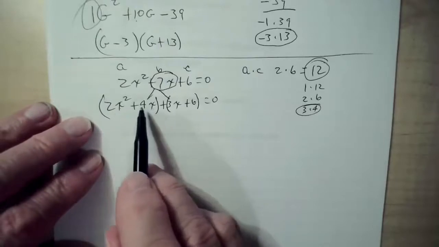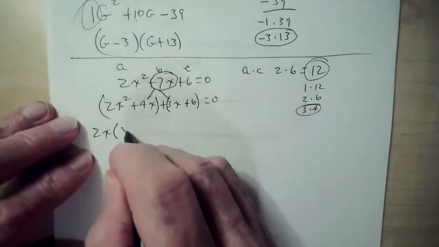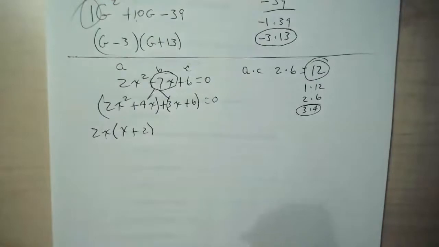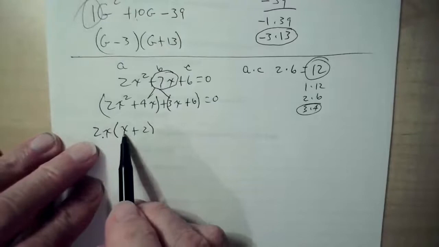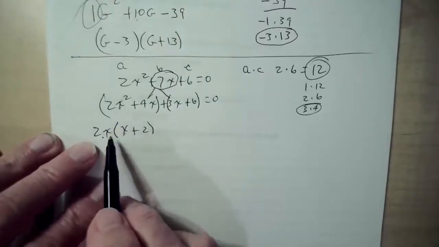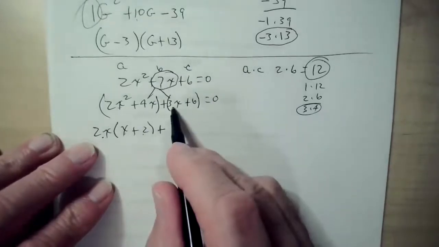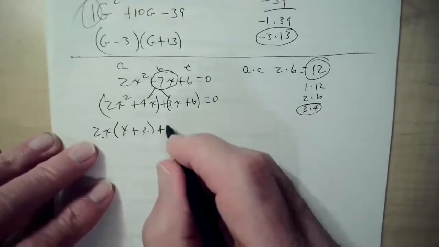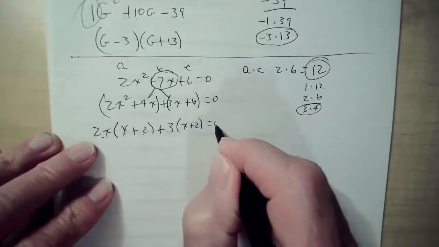And we also have an x that we can factor out of there. So we're going to factor out 2x times x plus 2. Now I do this backwards also to make sure I'm right. 2x times x is 2x squared, that's right. 2x times 2 is 4x, that's right. Plus, and we're going to factor out a 3 out of here. Not x, because this term back here does not have an x in it, but we can take a 3 out, and that's x plus 2 equals 0.